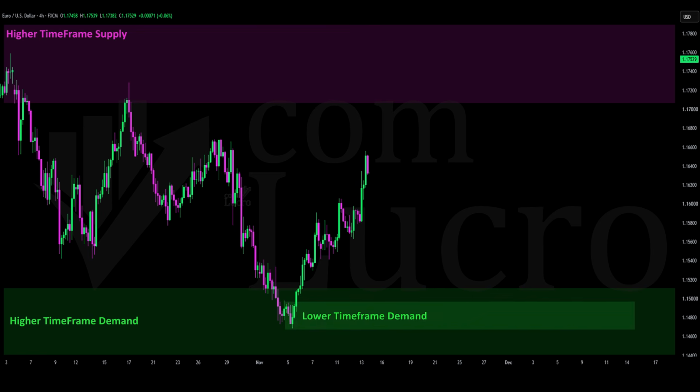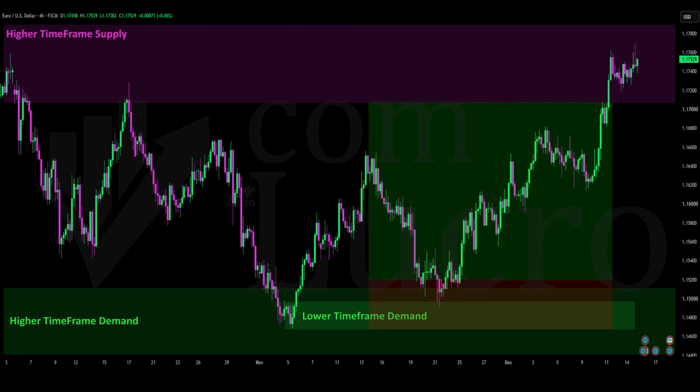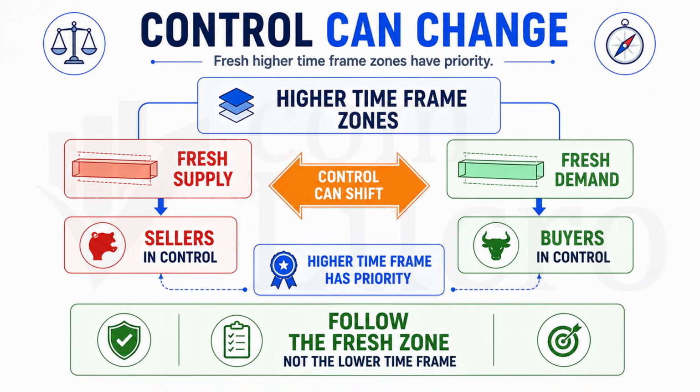At that point, demand can take control, and we should stop looking for sell setups, even if a lower time frame appears to show a perfect short entry. So, identifying who is in control always depends on how price reacts to fresh, unmitigated supply and demand zones.